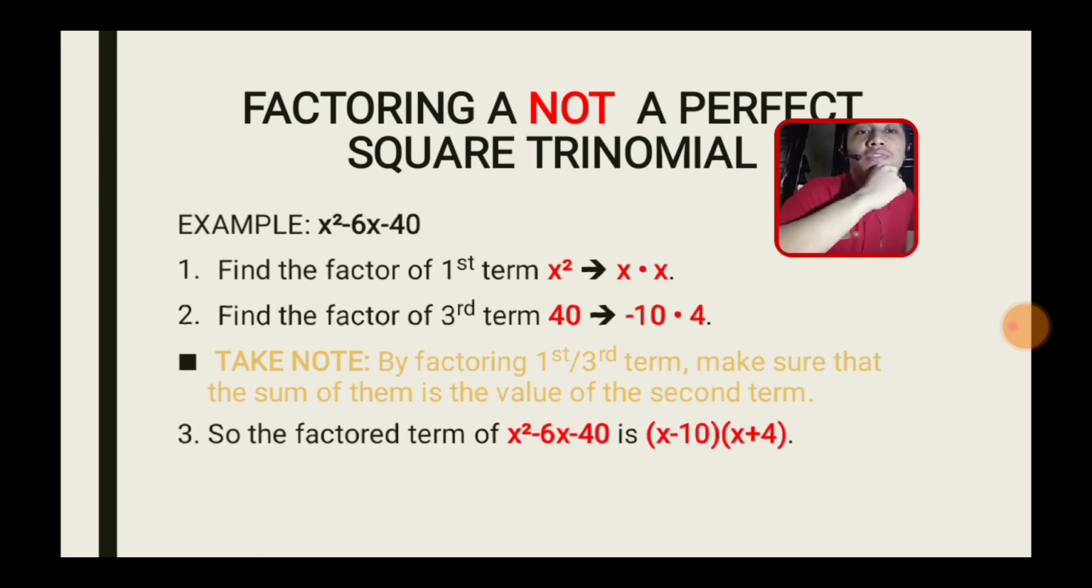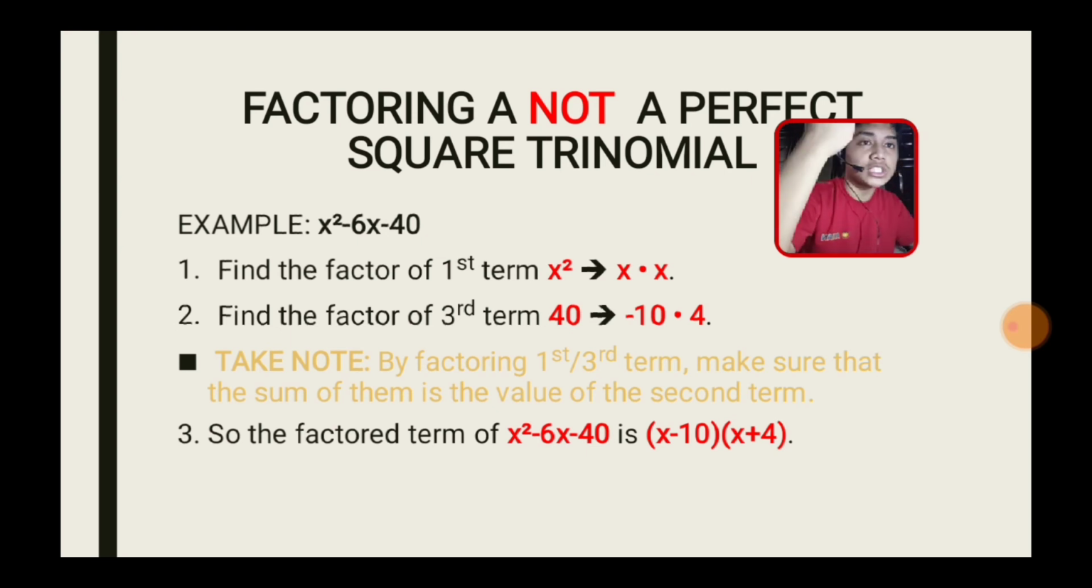So, the factored form of x squared minus 6x minus 40 is x minus 10 times x plus 4. When we multiply, x times x is equal to x squared. Next, negative 10 times 4 is equal to negative 40. So, tama lang. We have negative 10 times x is equal to negative 10x, then x times 4 is equal to positive 4x. So, negative 10x plus 4x is equal to negative 6x.